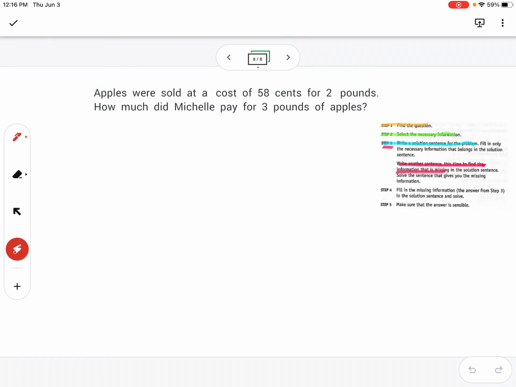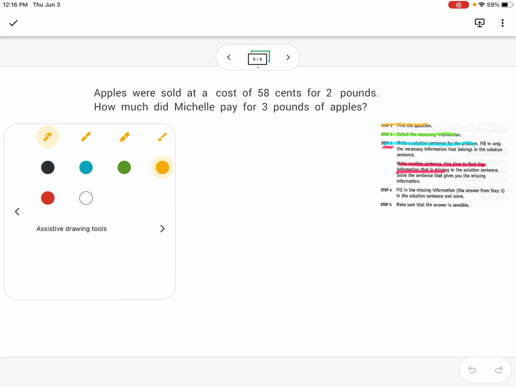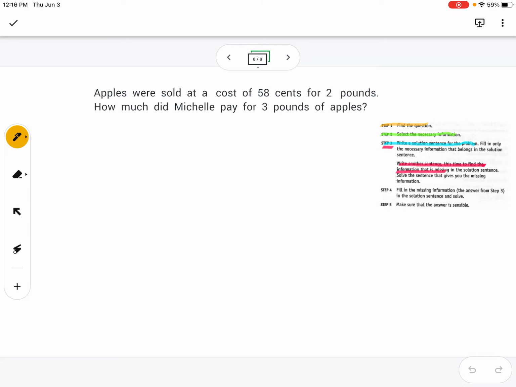It says apples were sold at a cost of 58 cents for 2 pounds. How much did Michelle pay for 3 pounds of apples? Let's walk our way through the 5 steps of problem solving. What does the question ask us to find?